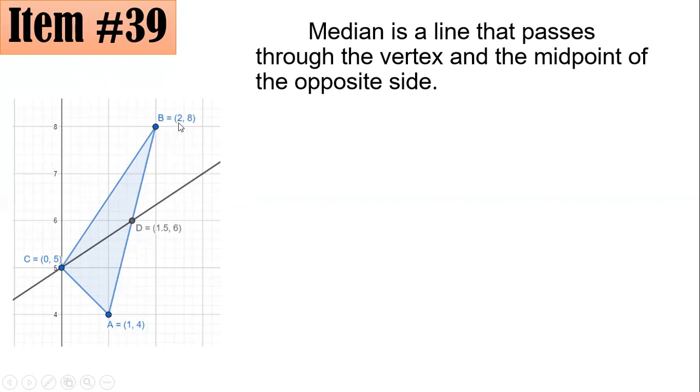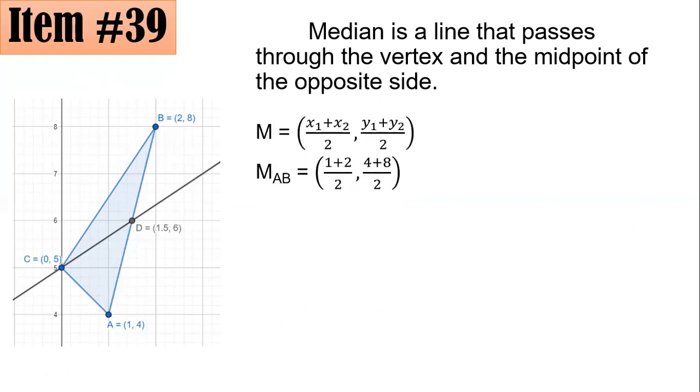That is, you get the average or the mean of the x coordinates. So that's (1 plus 2) all over 2, comma, (4 plus 8) all over 2. That's for AB, okay? And that simplifies to (3/2, 6), or (1.5, 6). And indeed, this point is the midpoint.